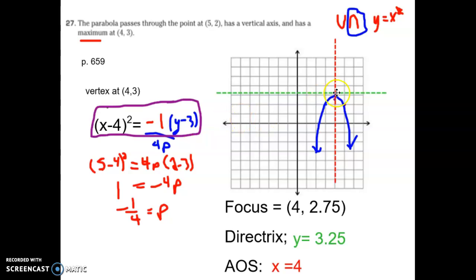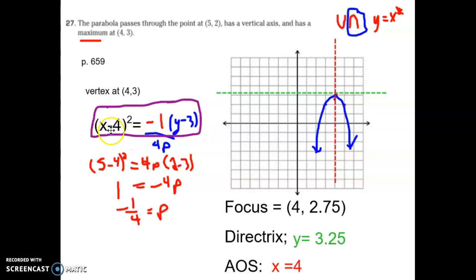And I was able to sketch this in because I had my point, I had the vertex, and I know it opens down. Since I have one point here, because of symmetry, I have one point here. And I actually did know the axis of symmetry, since this is the vertex, this has to be my axis of symmetry, which is the line x equals 4. Now, what I didn't know was this number here, but I know it had to equal 4p.